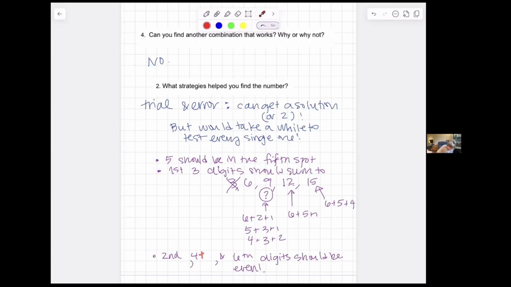Very good. That's actually a really helpful strategy because it tells us we only have a limited number of options. Here's my question: the second, fourth, and sixth digits should all be even, and how many even digit options do we even have?